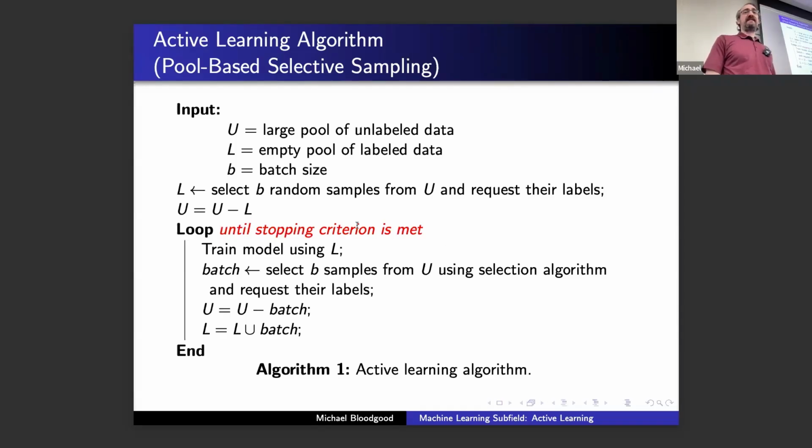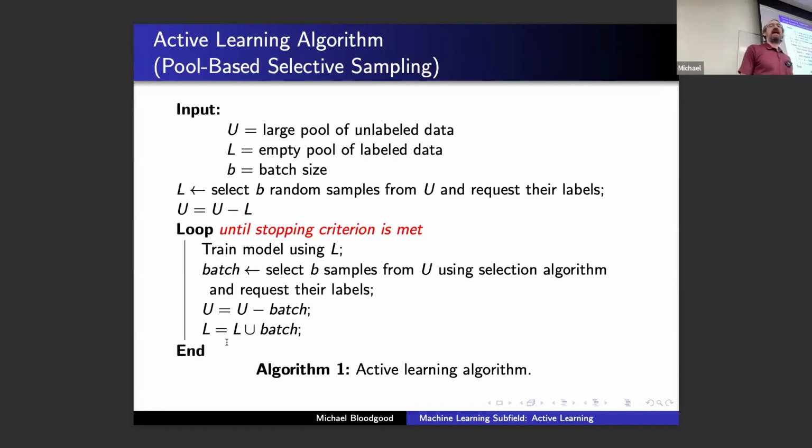This loops until some stopping condition is met. We train a new model using L. Then we select B samples from U using a selection algorithm and request their labels. That set of B samples that we select, we call that the batch. Then we take the batch out of the unlabeled pool, U, and we add the labeled batch, after a human provides labels for them, to L.